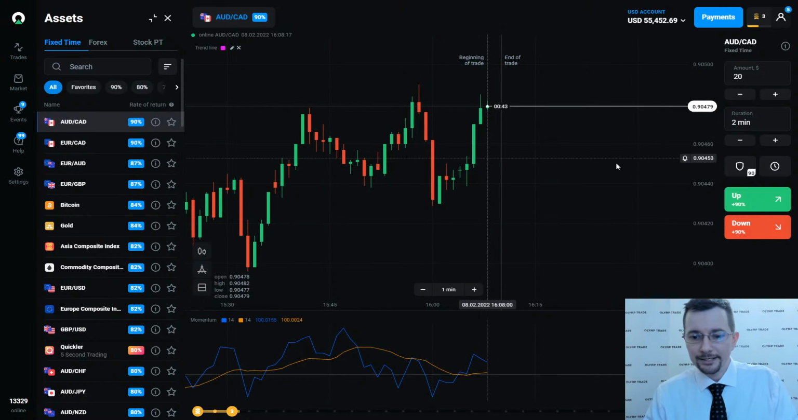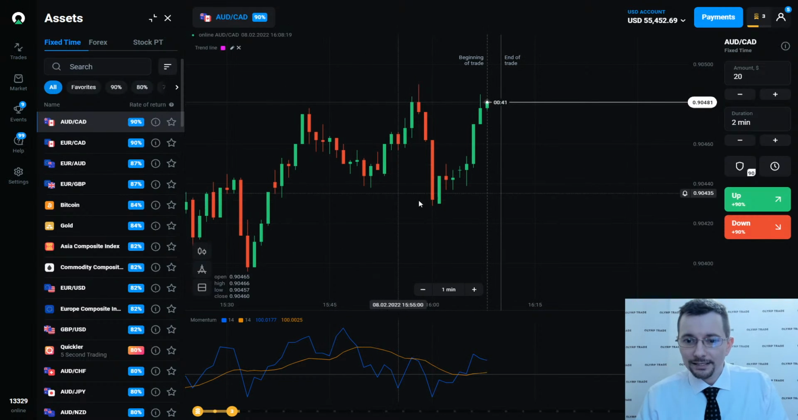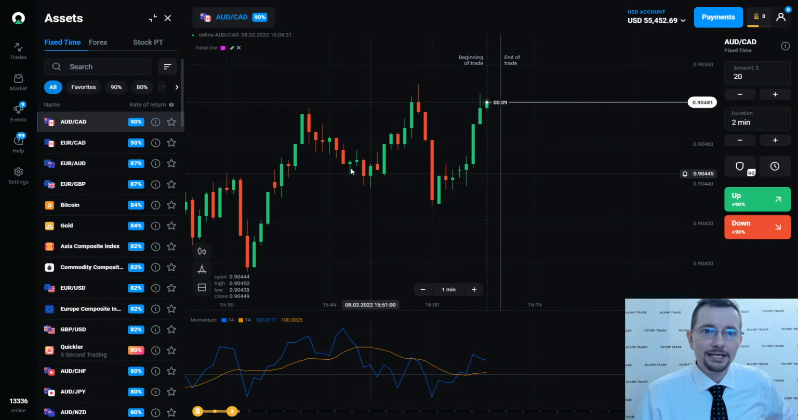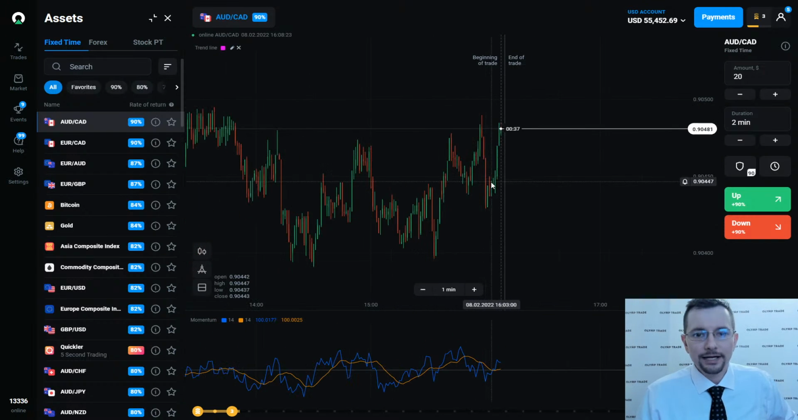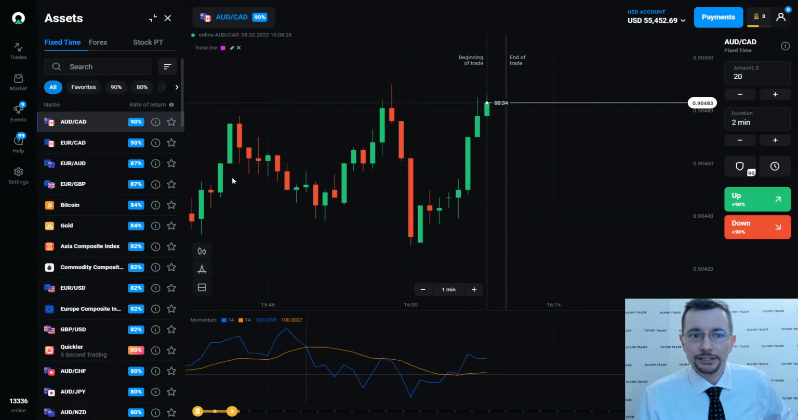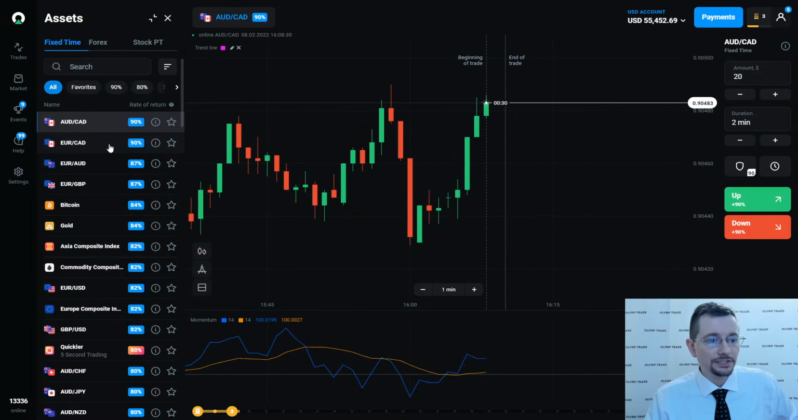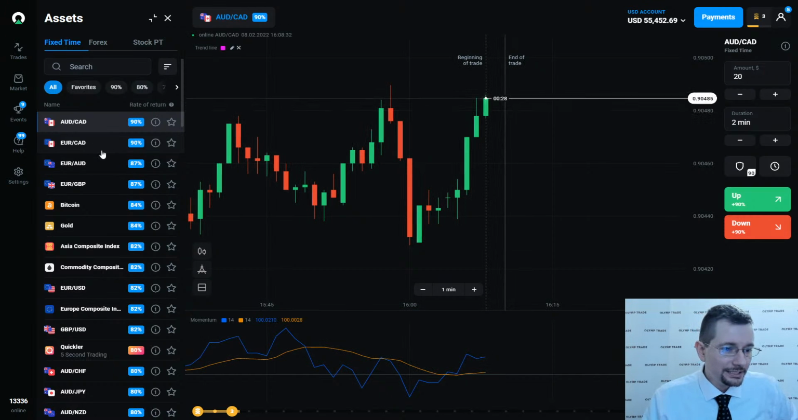So the Aussie CAD. Aussie has been a relatively strong currency over the last little while, but so has the CAD, right? It's a commodity exporting country, and so commodities are at historical highs right now, and we can definitely see that.